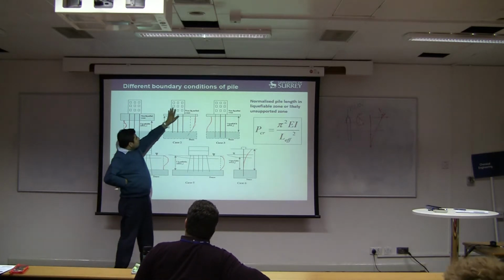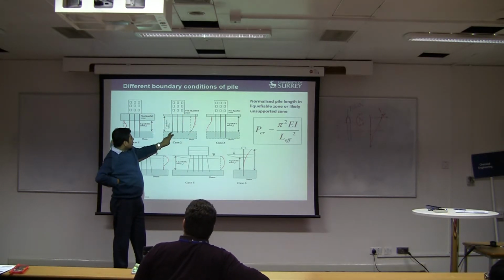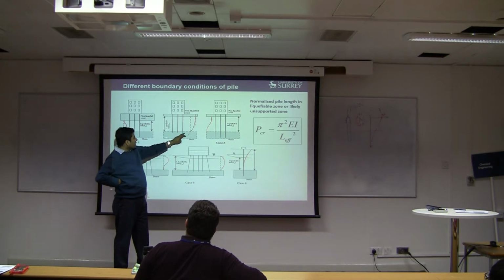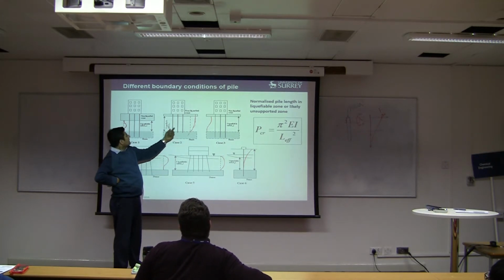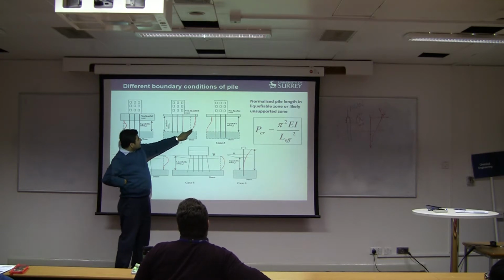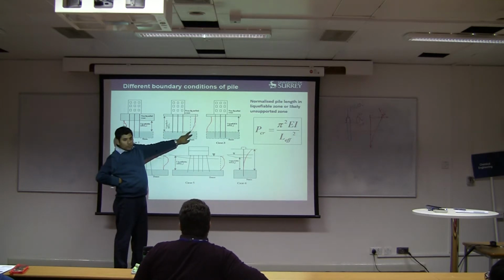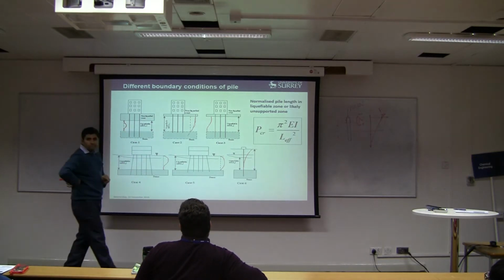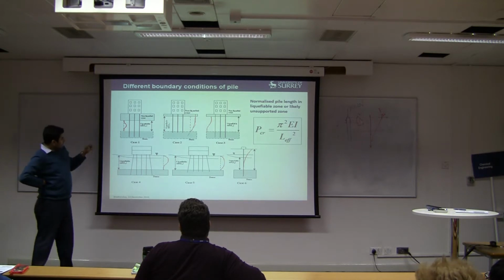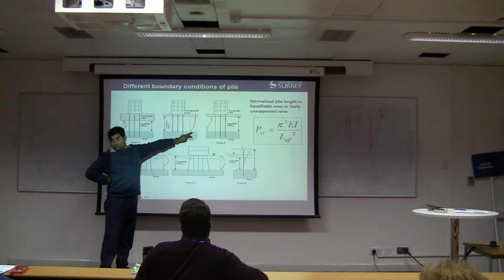If you have a case like that, where it's not very well embedded down deep here, the pile would buckle in that particular way. So you know the effective length would be, you know how to find out the effective length. This would be 2L.